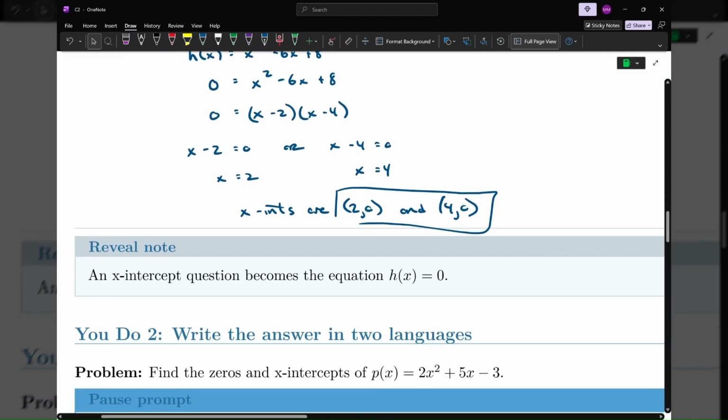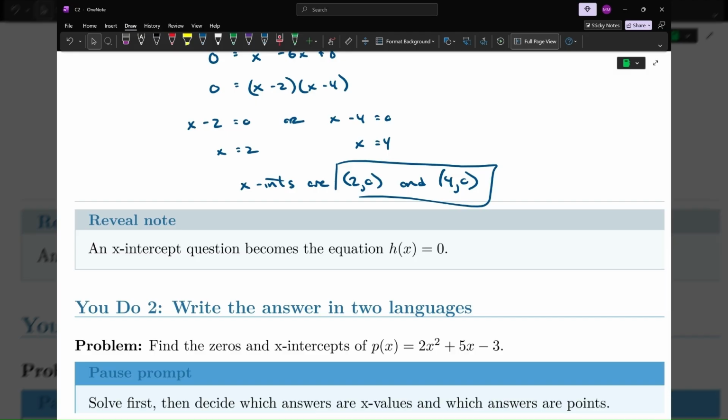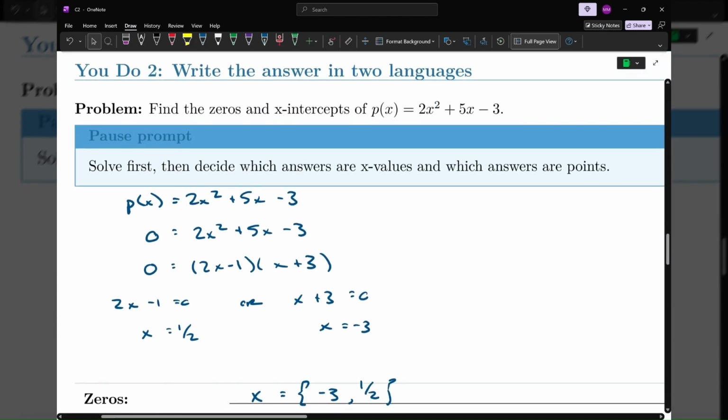Okay, so one for you. Find the zeros and x-intercepts of p of x equals 2x squared plus 5x minus 3. So I want you to solve first, and decide which answers are x values and which are points. Okay, so take a second for that and we will come back for it. Okay, so here you go.